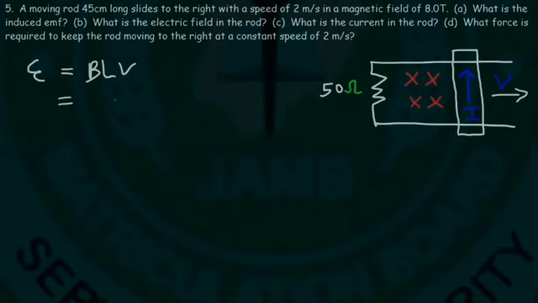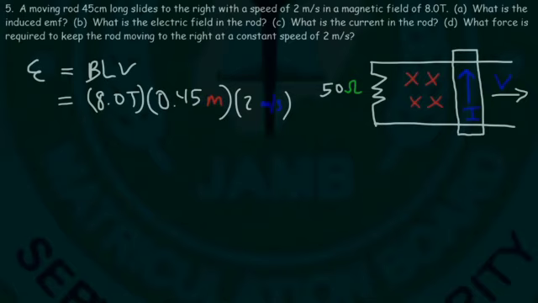So the magnetic field is 8 Tesla. The length of the moving rod is 45 centimeters, but we need to convert that to meters. Divided by 100, that's 0.45 meters. And then we need to multiply it by the speed, which is 2 meters per second. So let's just multiply these three numbers. 8 times 2 is 16. 16 times 0.45 is 7.2. So that's the EMF for this particular problem.